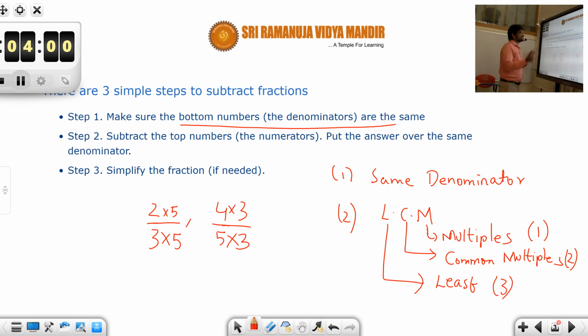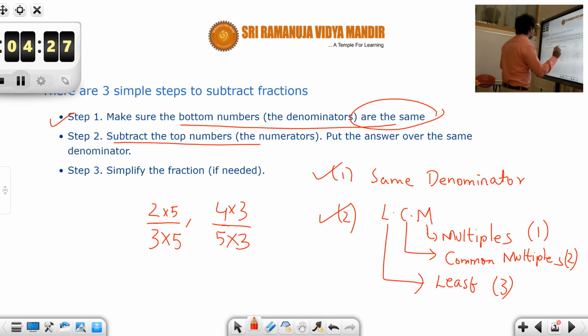Okay, now let's get back to our subtraction of fractions. So the first step is to make sure that the bottom numbers are the same. There are two methods we have learned: either you use the same denominator method or the least common multiple method. Once the denominators are the same, you simply subtract the numerators, that is, their top numbers. Then simplify the fraction if possible, or else you will get the answer at the end of the second step itself. Let's look at some examples.